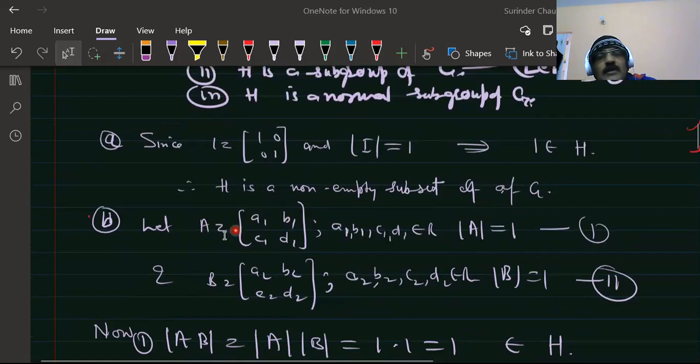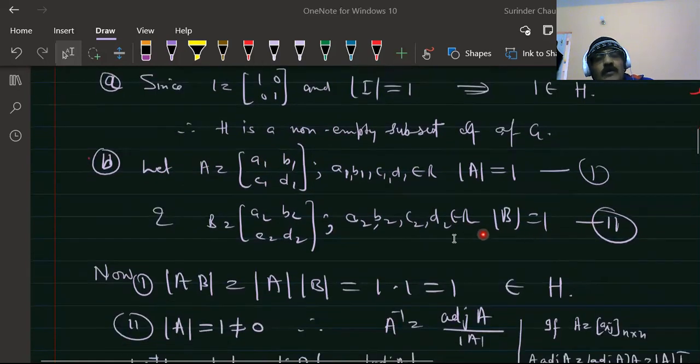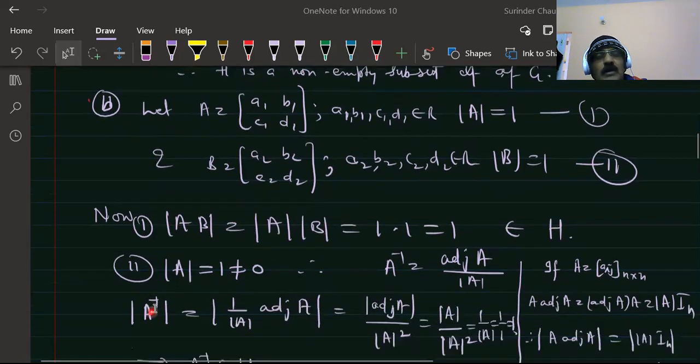Second, we will show H is a subgroup. Let us take two elements A consisting of a1, b1, c1, d1, real numbers with determinant 1, and B consisting of a2, b2, c2, d2, real numbers with determinant 1. Now, the determinant of A into B: we know that the determinant of a product is the product of determinants. Determinant of A is 1, determinant of B is 1. So the determinant of A B comes out to 1. This implies A B belongs to H.